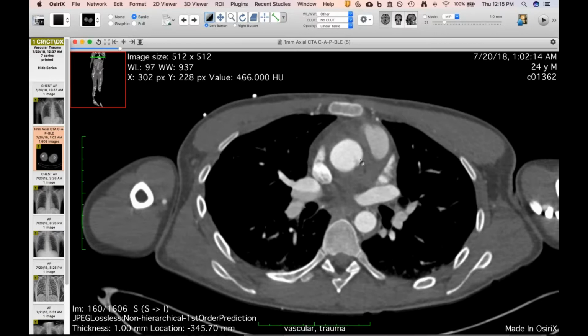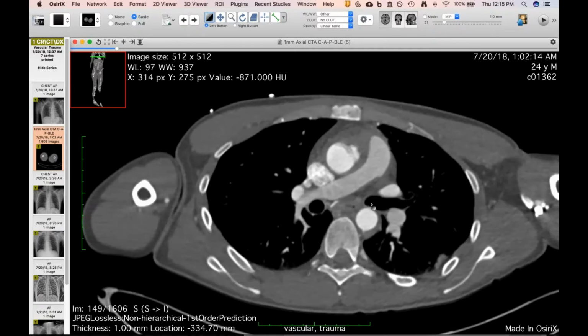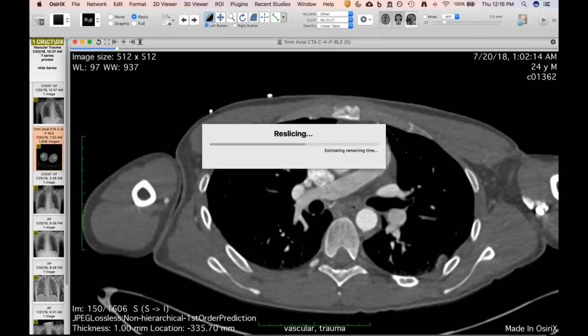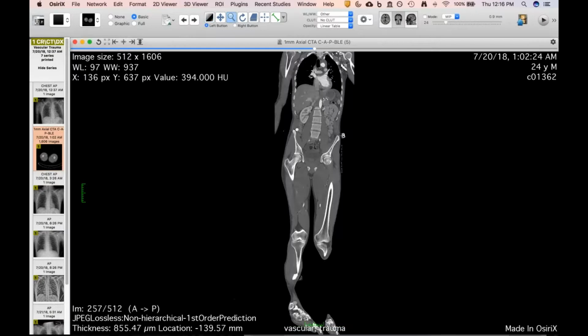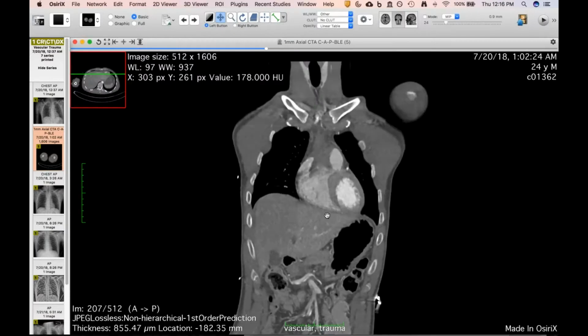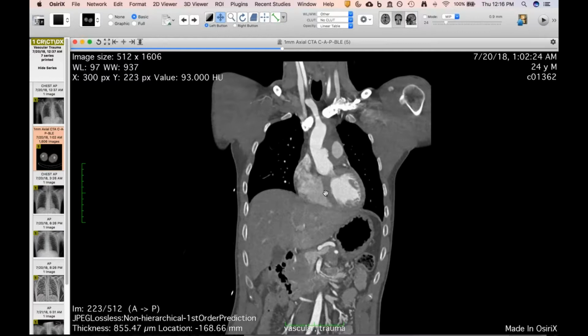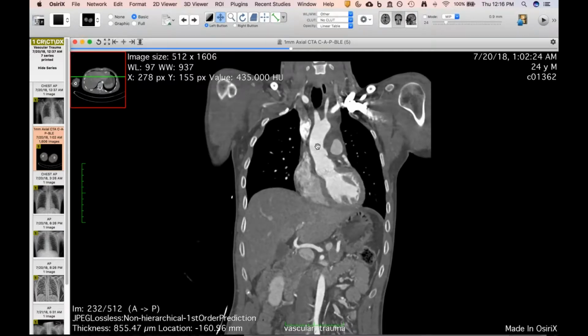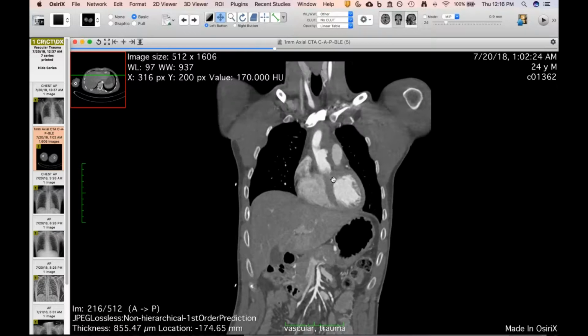Certainly we think about the root, the isthmus, and even the diaphragm as the common locations, but I've never seen one in the mid ascending aorta like this, or not really mid, but it's above the sinotubular junction in the tubular aorta. You can see on the coronal that clearly this is the focal area of traumatic aortic injury, and it involves more than 180 degrees of the aortic wall.